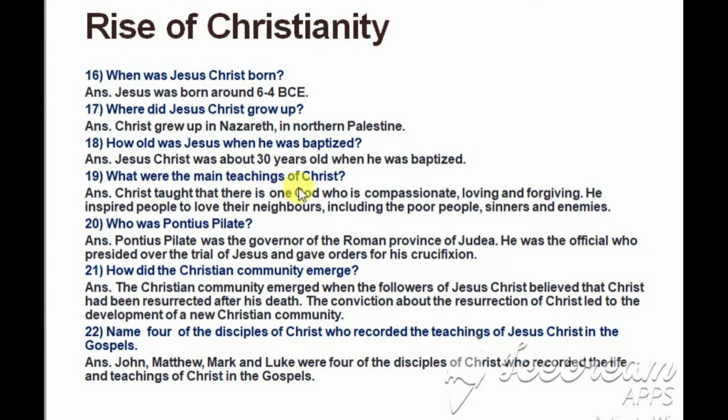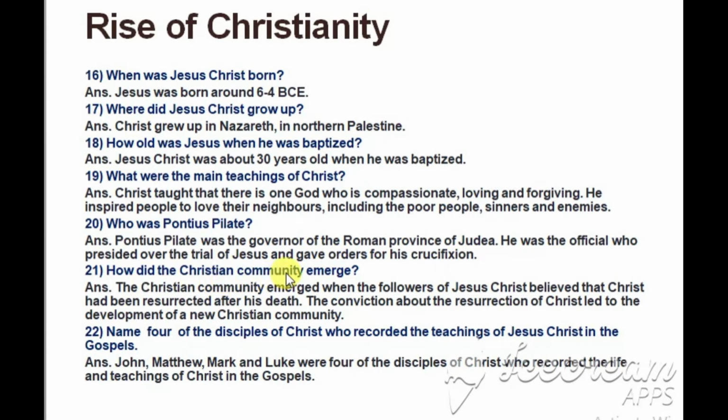What were the main teachings of Christ? Christ taught that there is one God who is compassionate, loving, and forgiving. He inspired people to love their neighbors, including the poor people, sinners, and enemies. Who was Pontius Pilate? Pontius Pilate was the governor of the Roman province of Judea. He was the official who presided over the trial of Jesus and gave orders for his crucifixion.